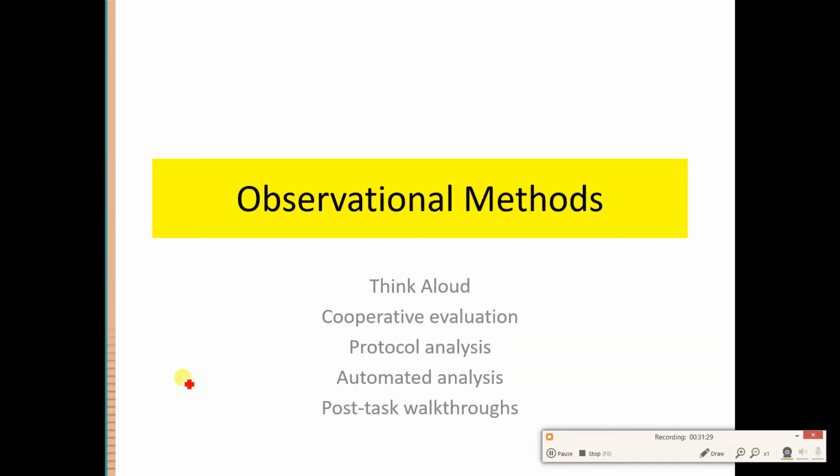Now let's talk about the observational method for evaluation. We are going to observe how the user uses the system. By the observation we are going to perform the evaluation. In the observational evaluation method, many methods are there, like think aloud, cooperative evaluation, protocol analysis, automated analysis, post task walkthrough. We might not discuss all of them, but we are going to discuss some of them.